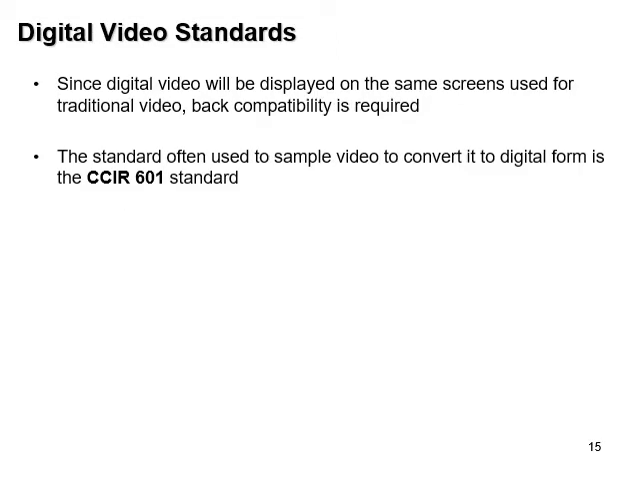So all of the previous, we were actually talking about the video standards, the analog one. Now let's move to the digital video standards. If we have a video and we'd like to store it and display it on a computer screen, how would we do that? Since digital video will be displayed on the same screens used for traditional video, same technology, we mean, back compatibility is required. So the standard that's often used to sample video to convert it to digital form is something called the CCIR-601 Standard. So what is that?